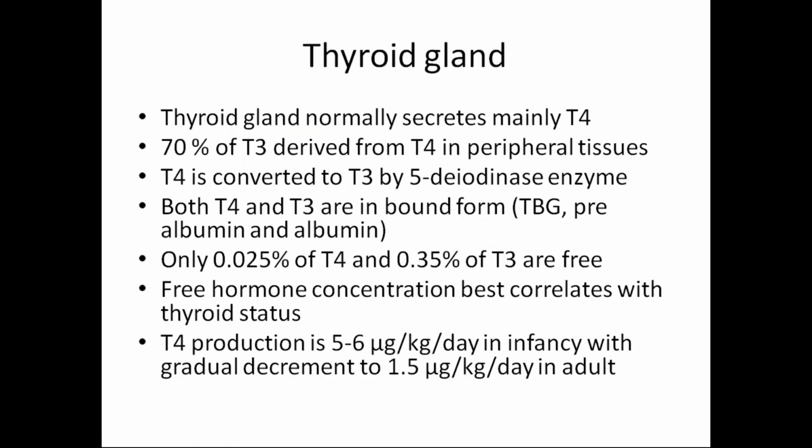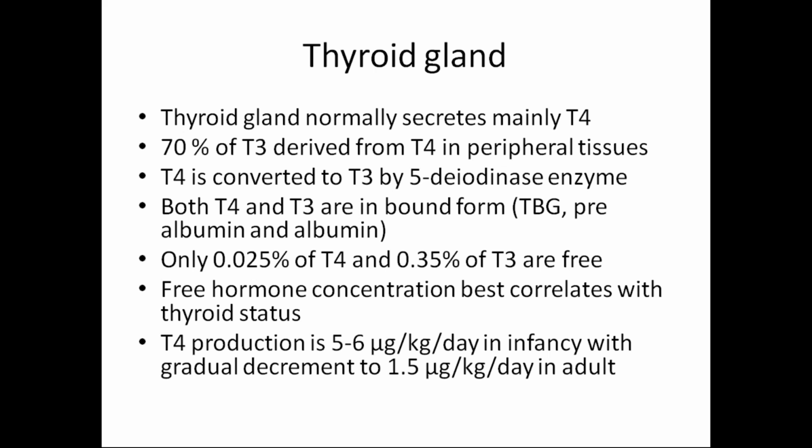Okay. Now, coming to the gland per se, it normally secretes mainly T4 and some amount of T3, and 70% of T3 is derived from T4 in the peripheral tissues, and T4 is converted to T3 by the 5-deiodinase enzyme. This is all physiology, and both T4 and T3 are bound to thyroglobulin, prealbumin and albumin. And for all practical purposes, T4 is the most active form. What we talk about as thyroxine, the thyroid hormone, is T4. Okay, T3 is of less significance, not much importance as such in its function.